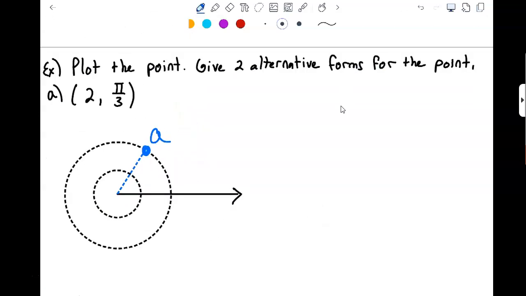So that's one way to represent that point, right? It's 2, pi over 3, and there it is on the graph. But that's not the only way to graph it. Sorry, I said that wrong. Now we're looking at these alternative forms for the point, and so we just use these ideas above.